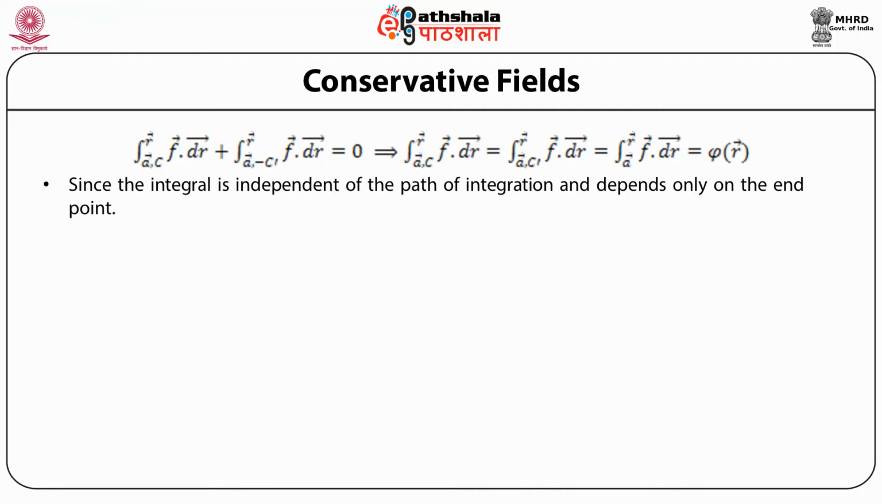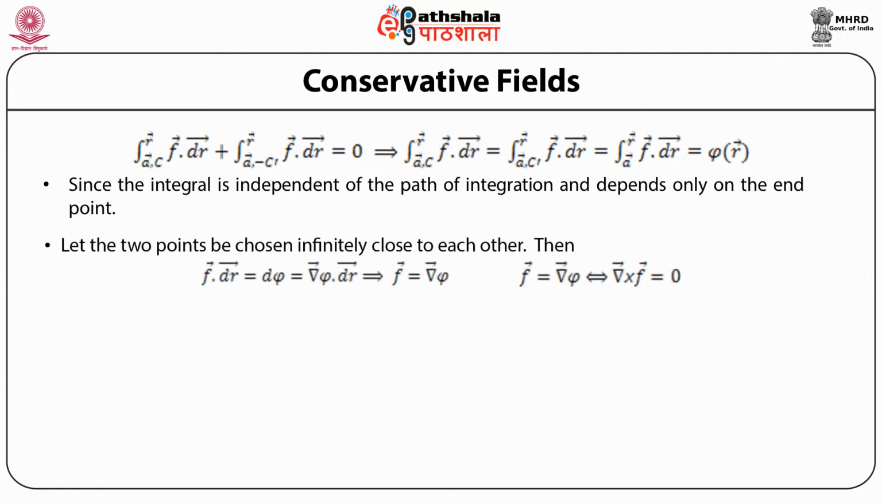Since the integral is independent of the path of integration and depends only on the end point, let the two points be chosen infinitely close to each other. Then F·dr equals dφ equals ∇φ·dr. So F is equal to ∇φ, or ∇ × F is equal to 0. Thus we have a simple criterion.